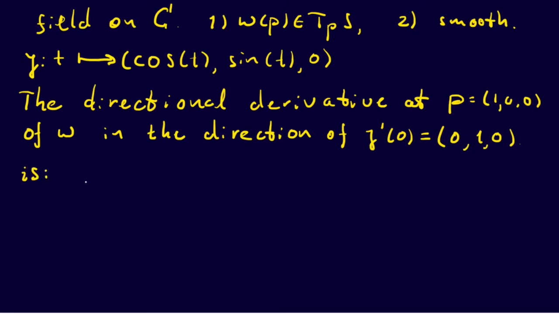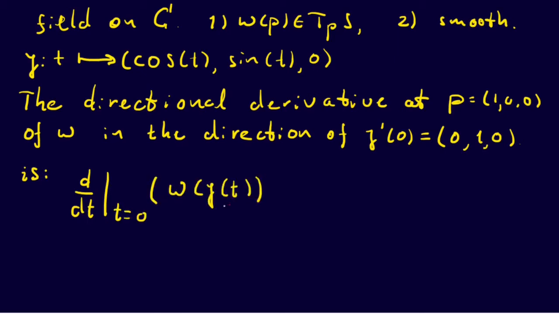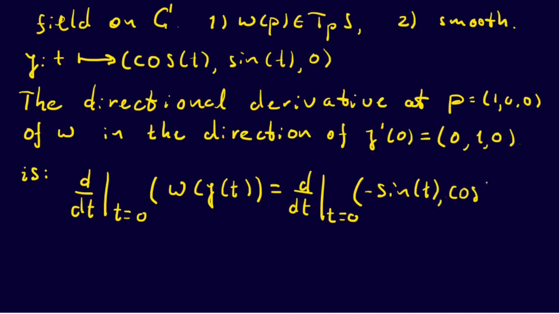And that is given by definition by the following expression. So we compose W with gamma, then differentiate at t equals 0. So we start by just substituting gamma and W. And then the result is the vector minus 1, 0, 0.